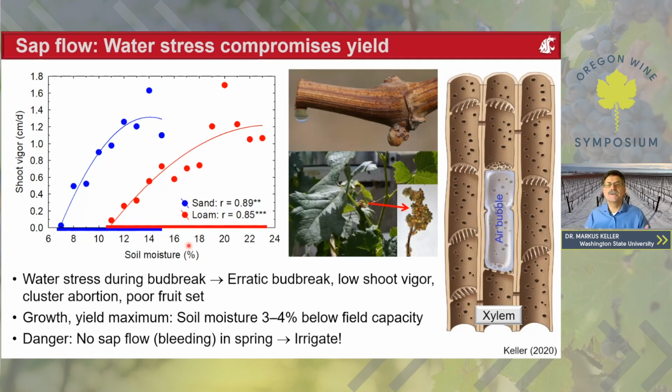So the common recommendation that I have, if you know that it's warm enough and you should be seeing sap flow, you should be seeing these drops at the pruning wounds, and you don't, irrigate, turn the water on, because chances are the soil is too dry and the vine cannot generate enough root pressure.